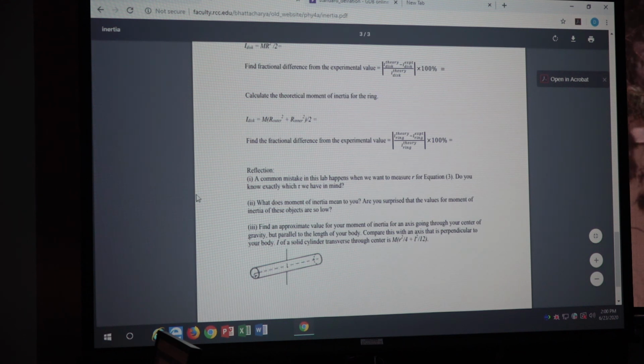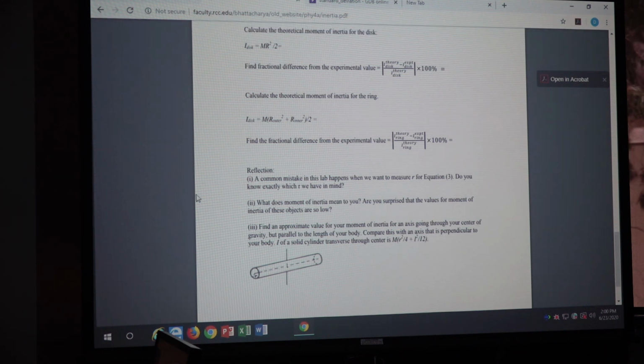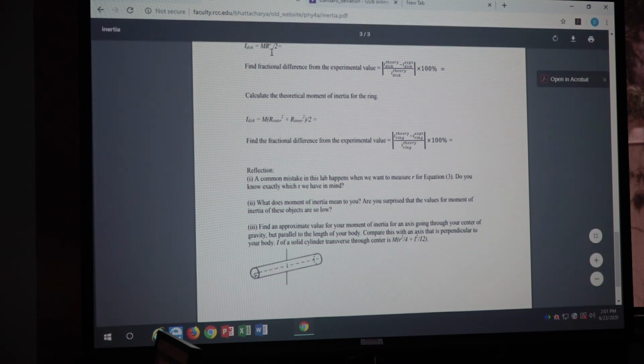And you will find out that this moment of inertia will be bigger than the moment of inertia of the disk and the ring that you found out in today's lab. Again, the first part is easy. Again, just think of you just standing and just rotating as you stand, okay? So the formula that you're going to use is mr squared over 2.